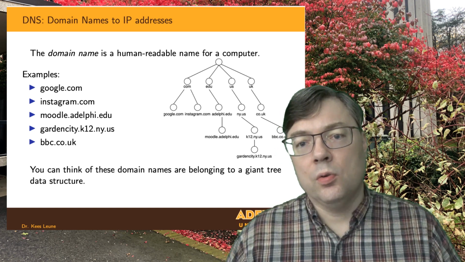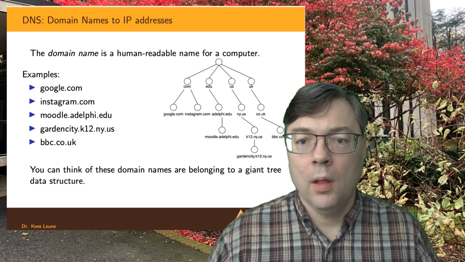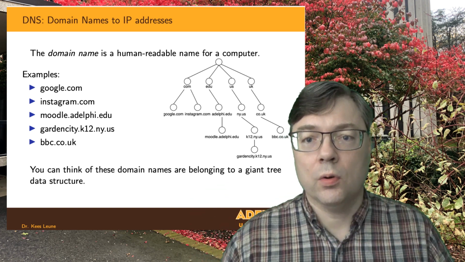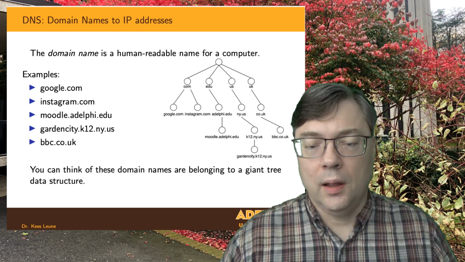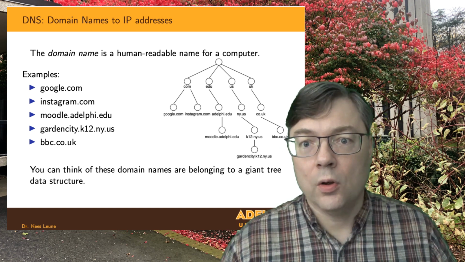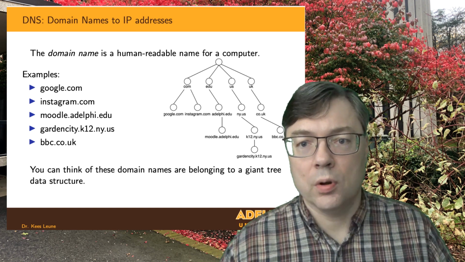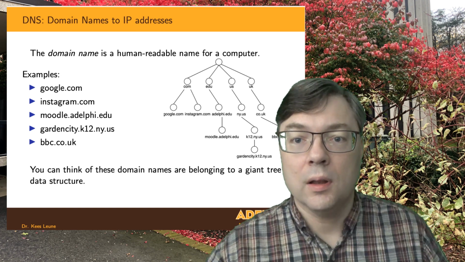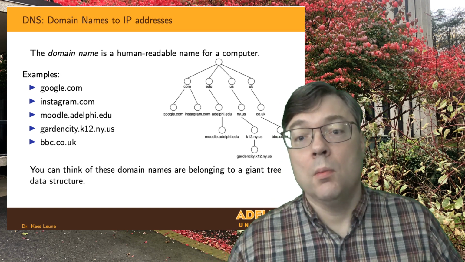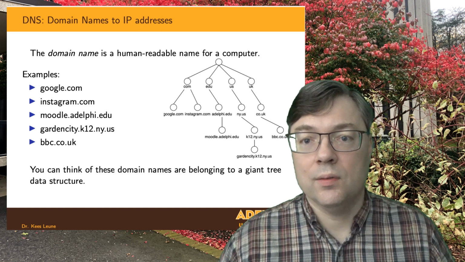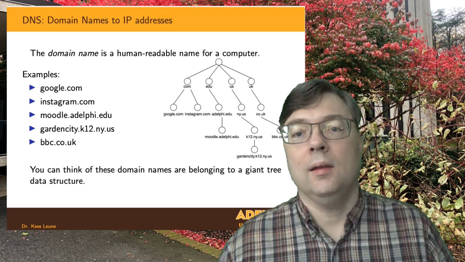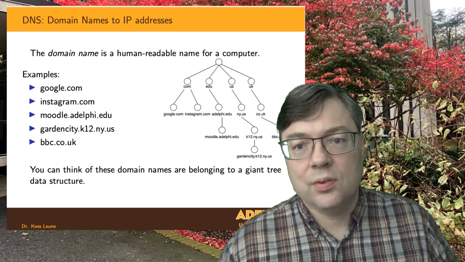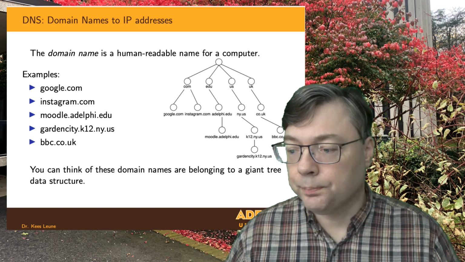Now, what is important to note is that in principle, every node in this tree can be managed by a different organization. So if I want to know where .edu lives, I have to go to the root nodes. If I want to know where adelphi.edu is, I have to go to the .edu domain. If I want to know where moodle.adelphi.edu lives, I have to go ask that question at the adelphi.edu node. And that's a process that we call resolution.